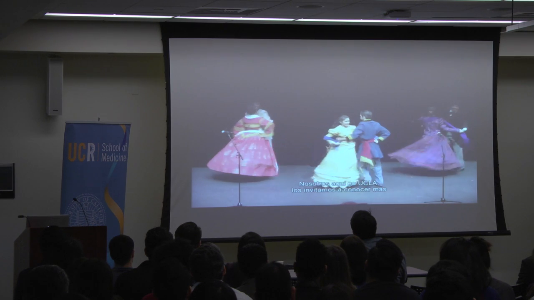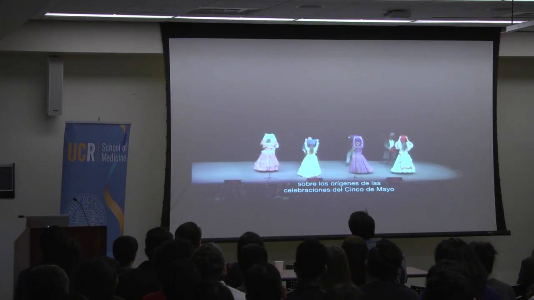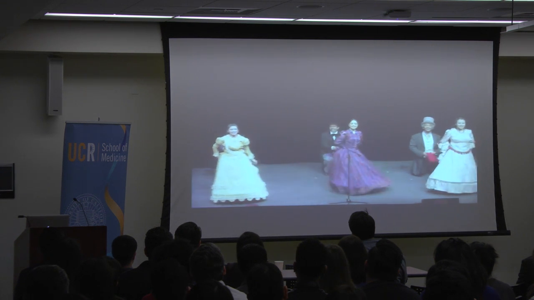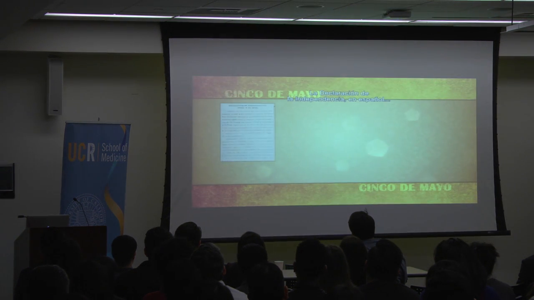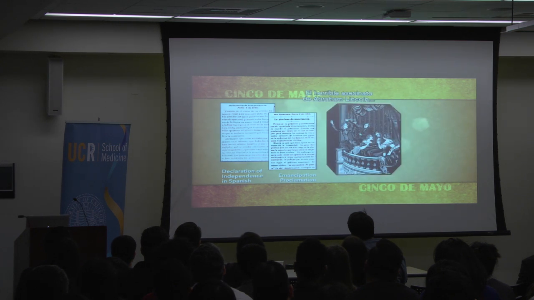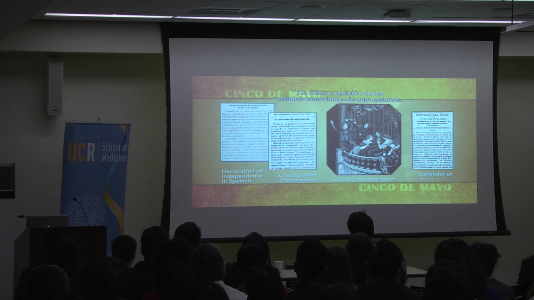We at UCLA invite you to learn more about the American Civil War origins of the Cinco de Mayo in California, Nevada, and Oregon. We invite you to read about the Declaration of Independence in Spanish, Lincoln's Emancipation Proclamation freeing the slaves in the rebelling states, the shocking assassination of Abraham Lincoln, and the final surrender of the slave states without their slaves.